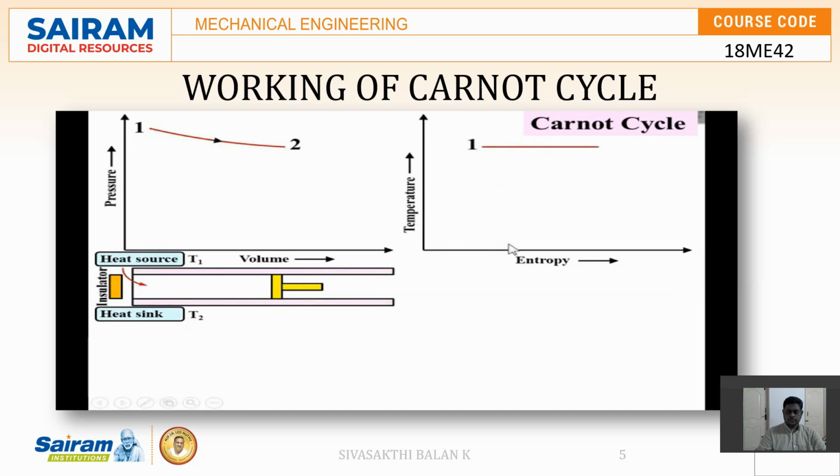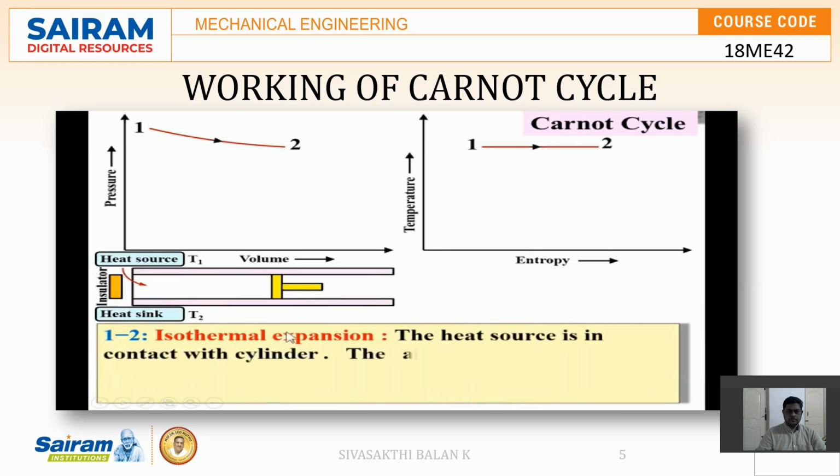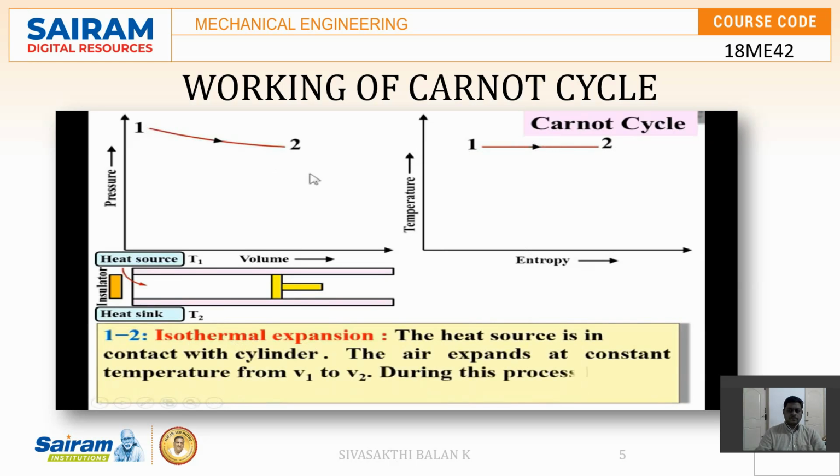And this process on the TS diagram, that means temperature versus entropy diagram, is the horizontal line 1 to 2. So I can say during the process 1 to 2, that is isothermal expansion, and you can see at constant temperature the volume is increased from V1 to V2. So this is called the expansion. So the 1-2 process is called the isothermal expansion.